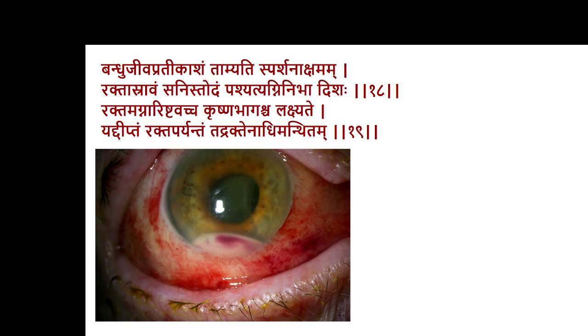That's all the difference. Now in case of Raktaja Adhimantha, Bandhujiva Pratikasham Tamiti Sparshana Akshamam Raktasravam Sanistodam Pashyati Agni Nibhaha Dishaha Raktam Agnarishtavatja Krishna Bhagashta Lakshare Yadiptam Raktapayam Tadraktena Adhimantidam. Raktaja Adhimantha would have hemorrhagic changes. The whole eye may look like a reddish flower, the Bandhujiva flower, where bright red color may be seen in the eyes. Even the cornea may become reddish in color. So hemorrhagic changes are seen in such conditions. That's considered as Raktaja Adhimantha.